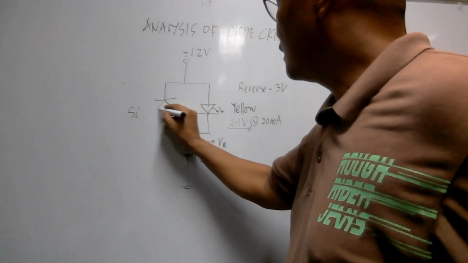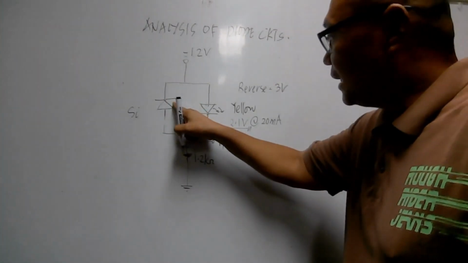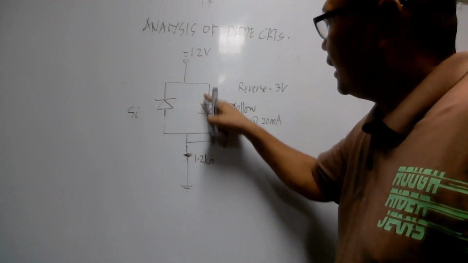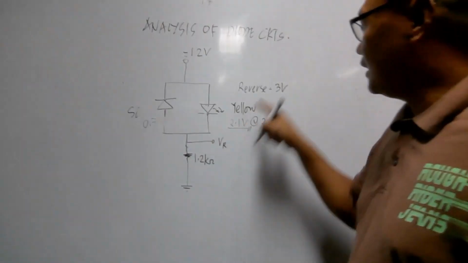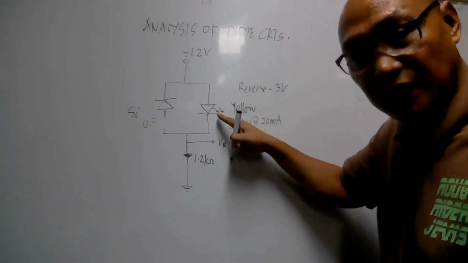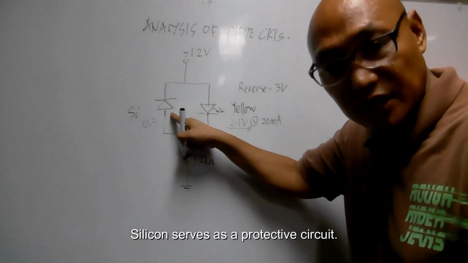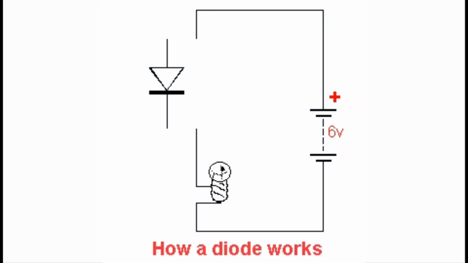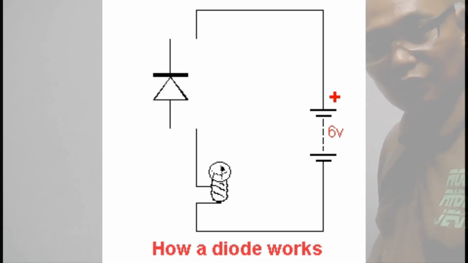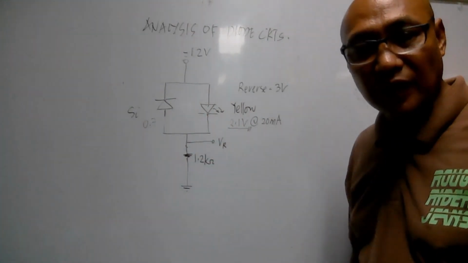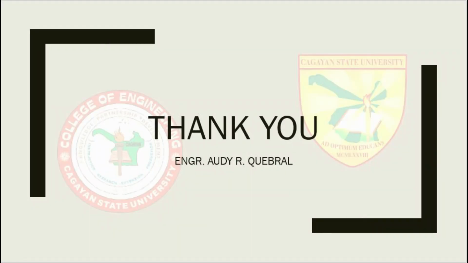To avoid that, we put a silicon diode in reverse bias so that at reverse bias, the voltage across your LED will only be 0.7 and it will not reach 3 volts reverse potential. Therefore, it will not be busted. The silicon diode now serves as a protective circuit for the LED. That's how important a silicon diode is when it is connected to an LED. Do remember this in the analysis of the problem I have given you as an assignment.